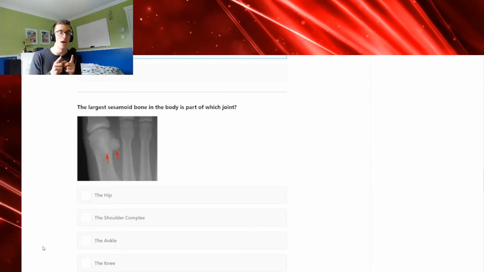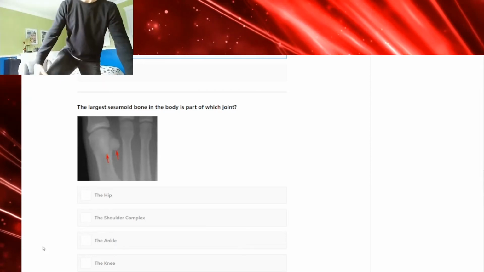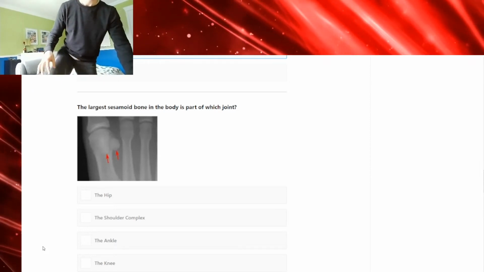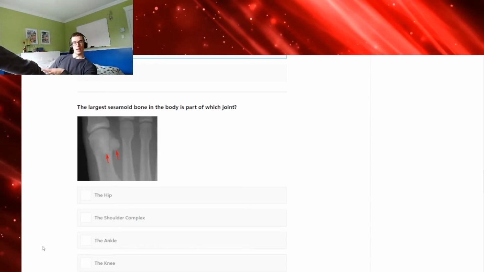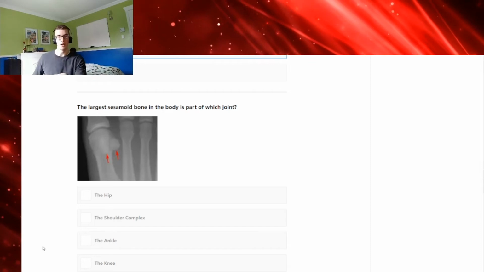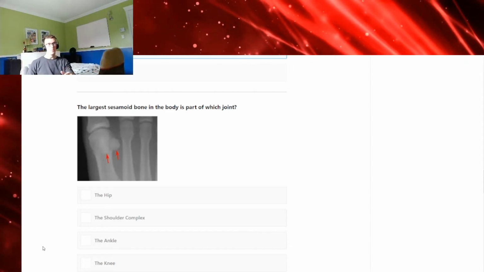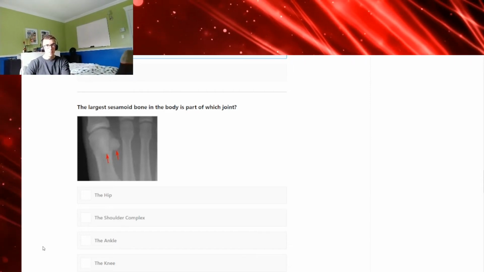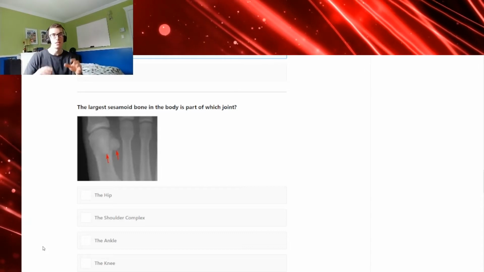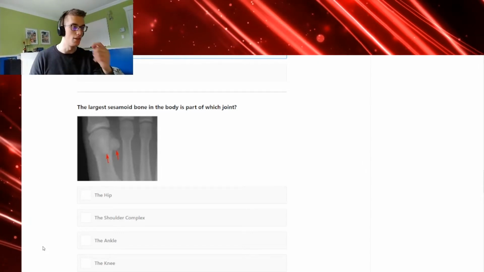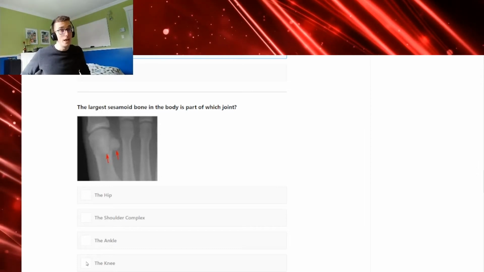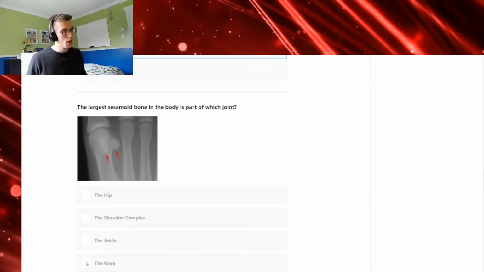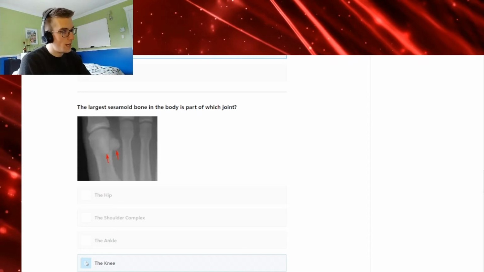And the biggest one that you know is the patella. The patella is the little bone you have on your knee, so you can move it. If you extend your knee like this, you can move it, you put it on the table, whatever, and you can move it around because it's not directly connected. So the patella is a sesamoid bone, and it's the biggest one. And it's part of the knee, as you can probably know.